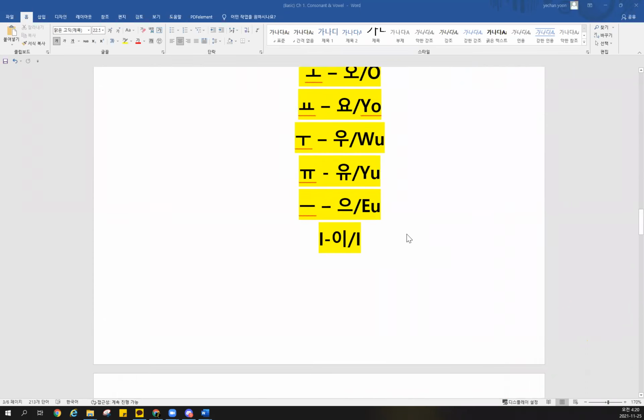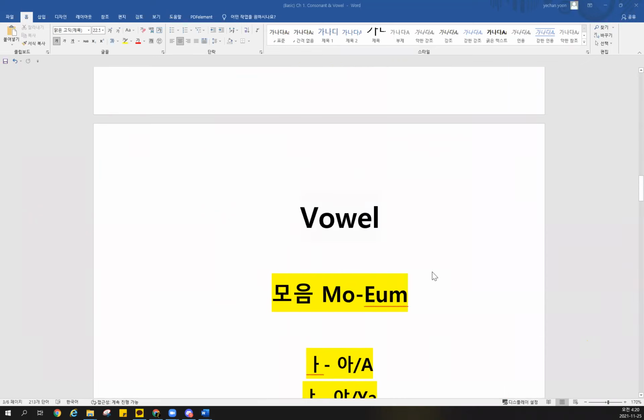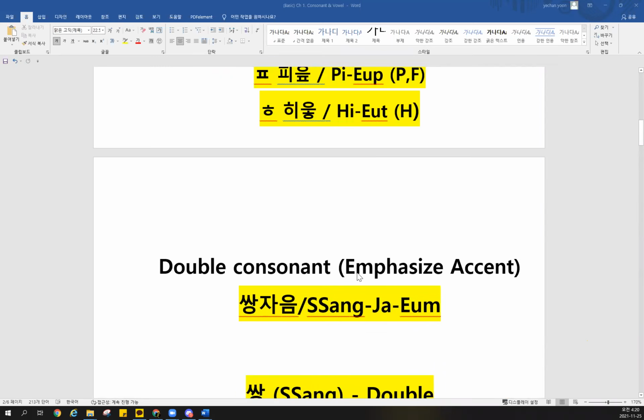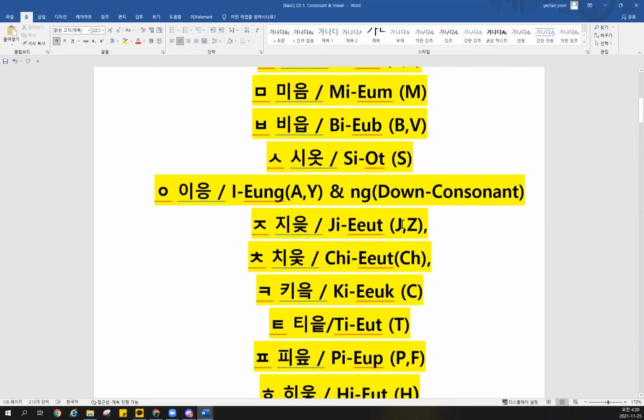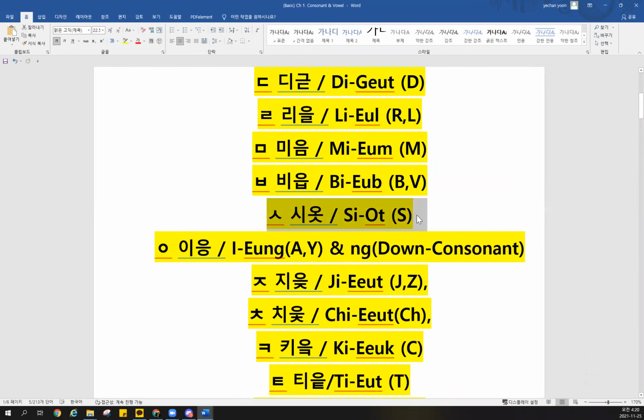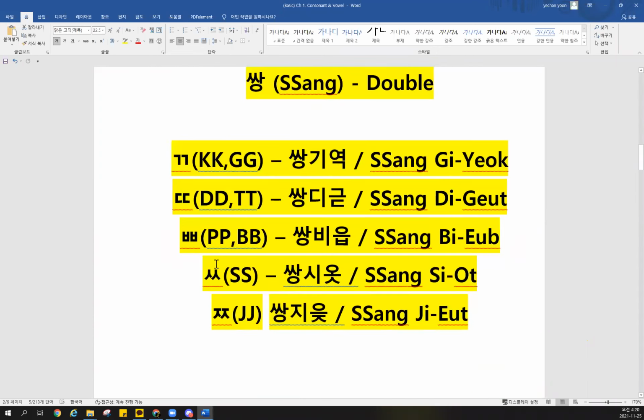All right. What is the difference between the single and double consonants? Okay. As I told you, double means emphasizing the accent. For example, this single consonant is the soft sound, such as so. But with the double consonant, how can you say the pronunciation? I don't know how you can pronounce it. So, so. The first one is so, so.